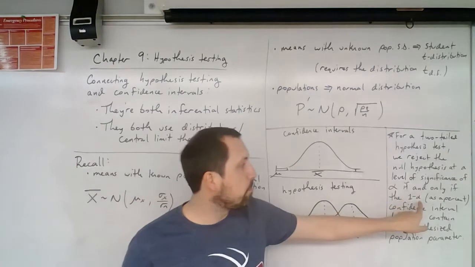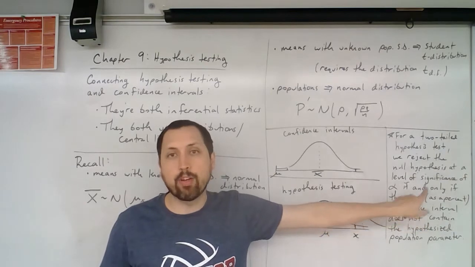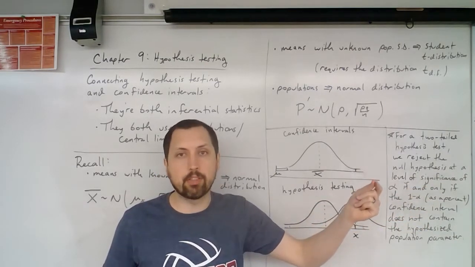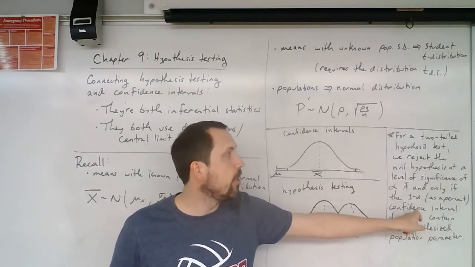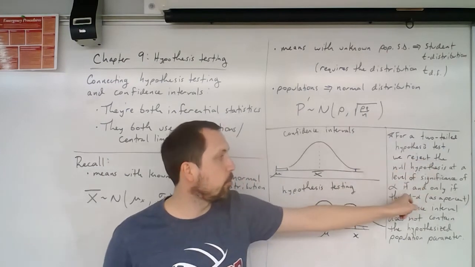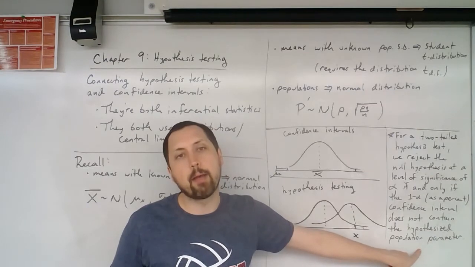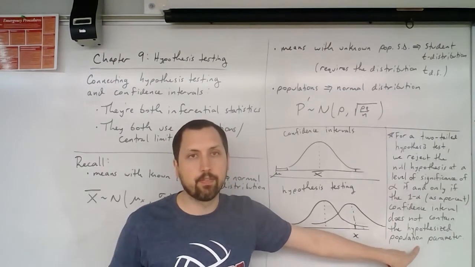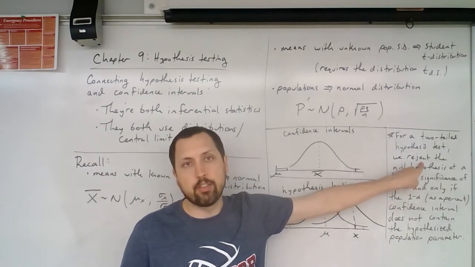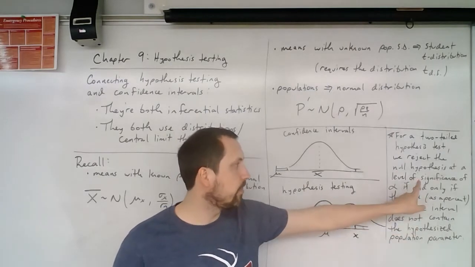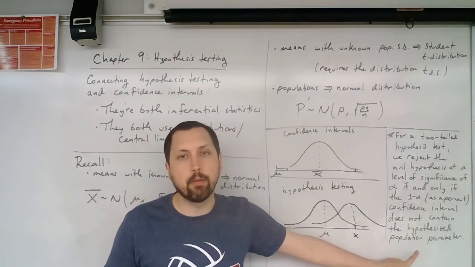We reject if and only if 1 minus alpha, so if alpha was 0.05, 1 minus that is 0.95. As a percent, that's 95%. So if alpha equals 0.05, then we're looking at a 95% confidence interval. If we reject the null hypothesis at alpha equals 0.05, the 95% confidence interval will not contain the hypothesized population parameter. Vice versa, if we do not reject the null hypothesis, so if there isn't much of a difference, then the confidence interval will contain the hypothesized population parameter.